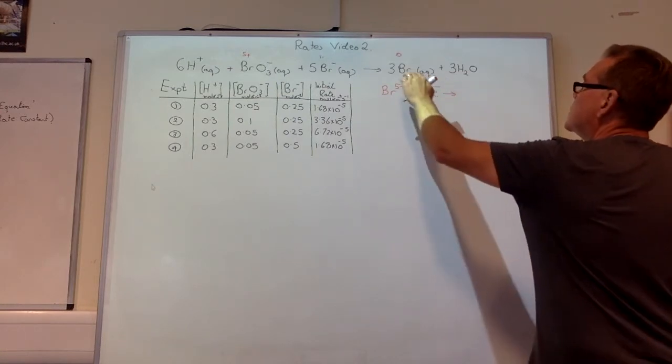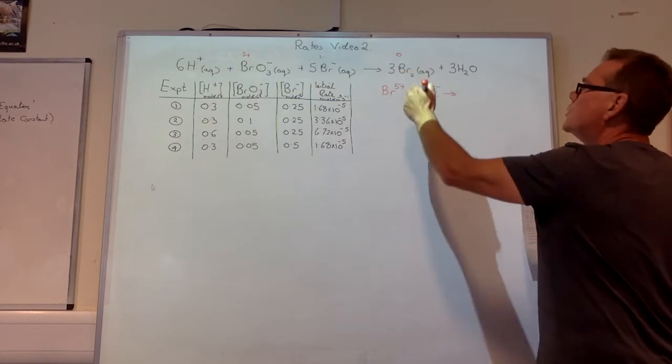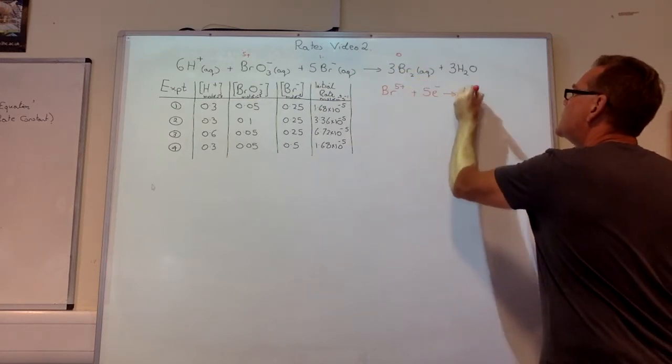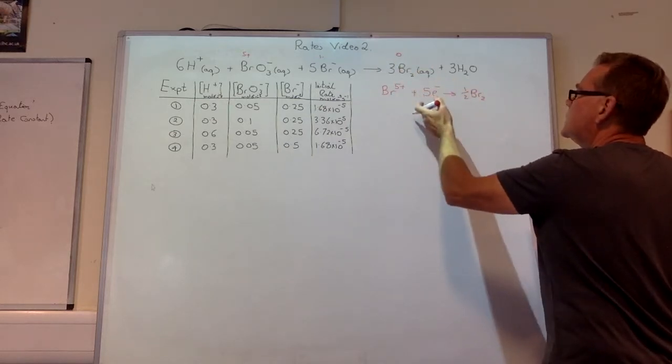Right, we've got to watch this. How are we going to represent that? There's 6 of these. 1 does that. Half Br2. That's how you do it. You show it as it actually is, as it actually exists.